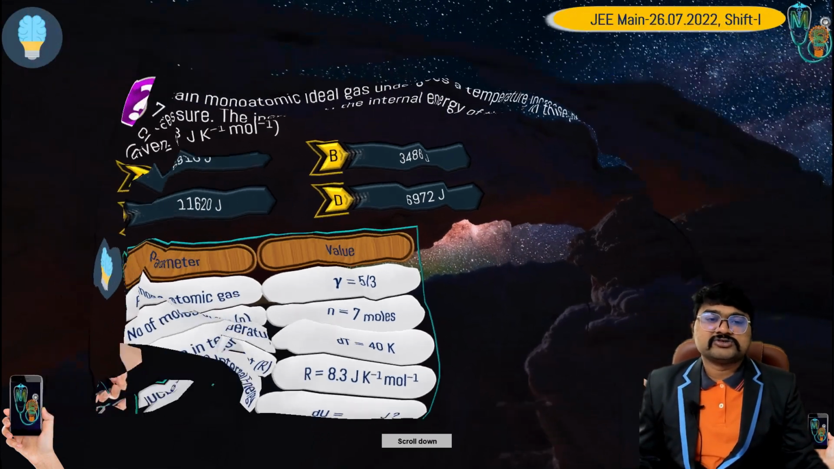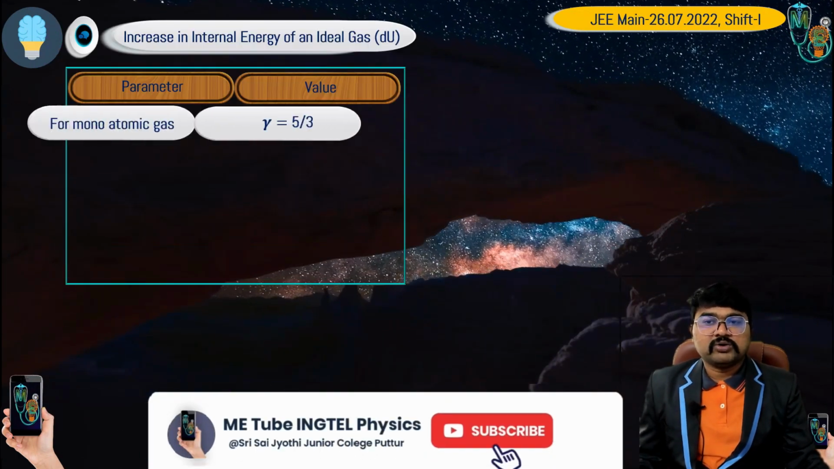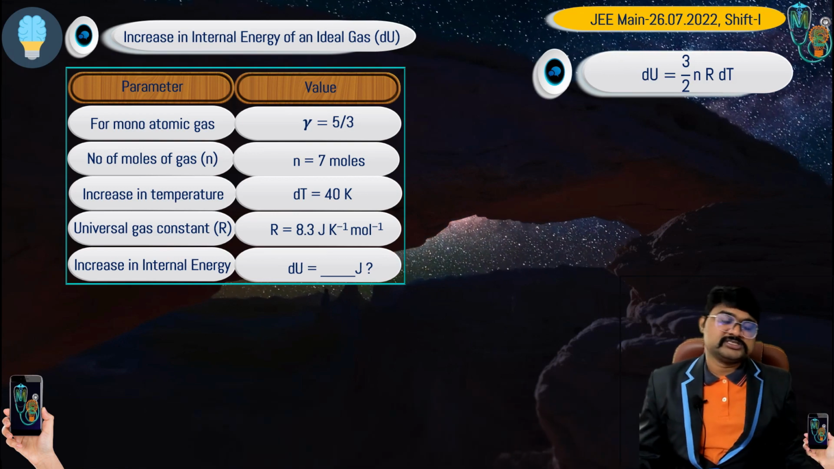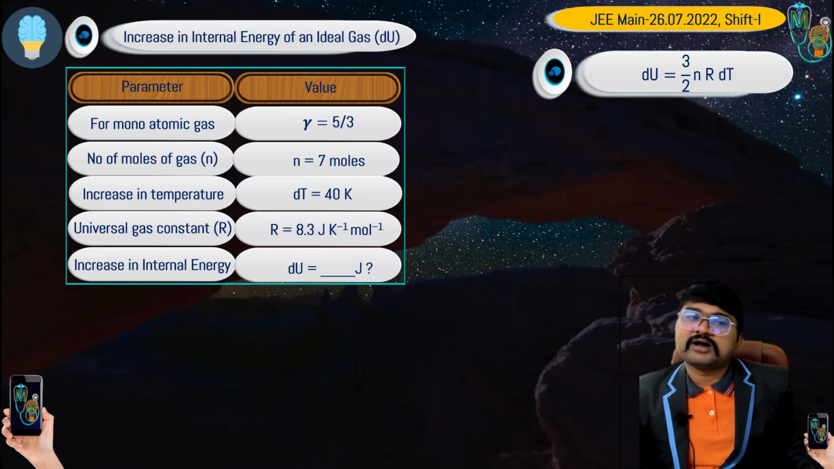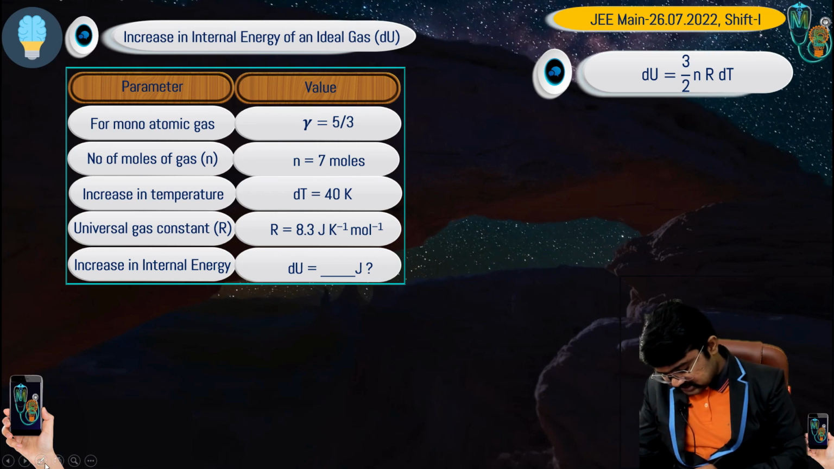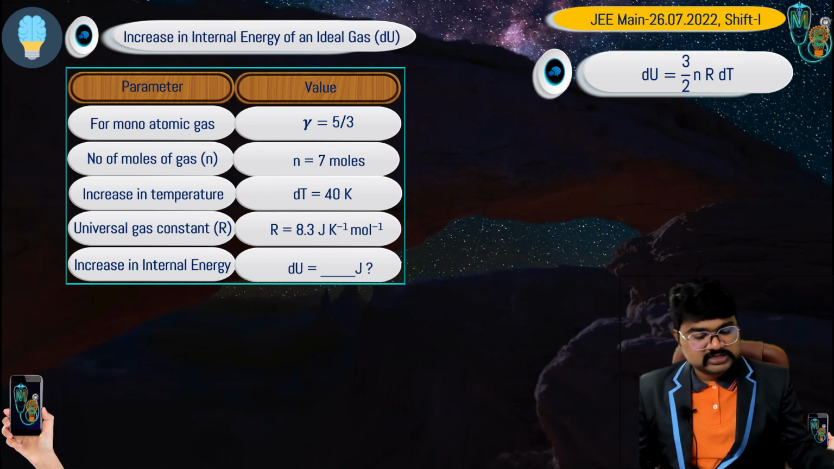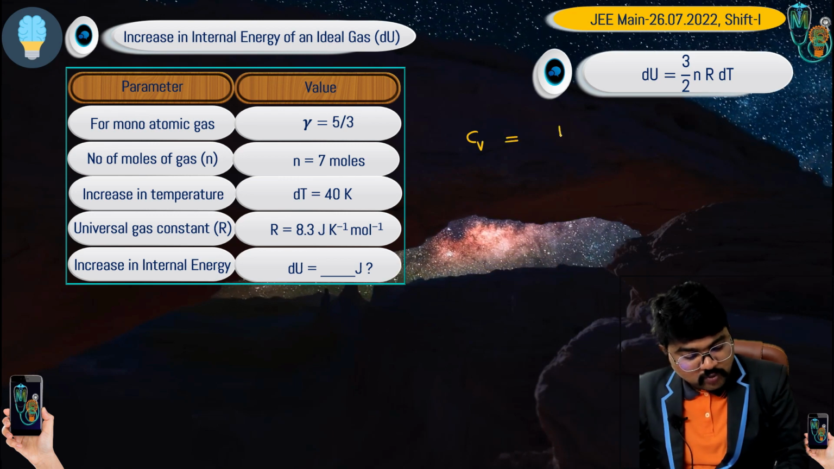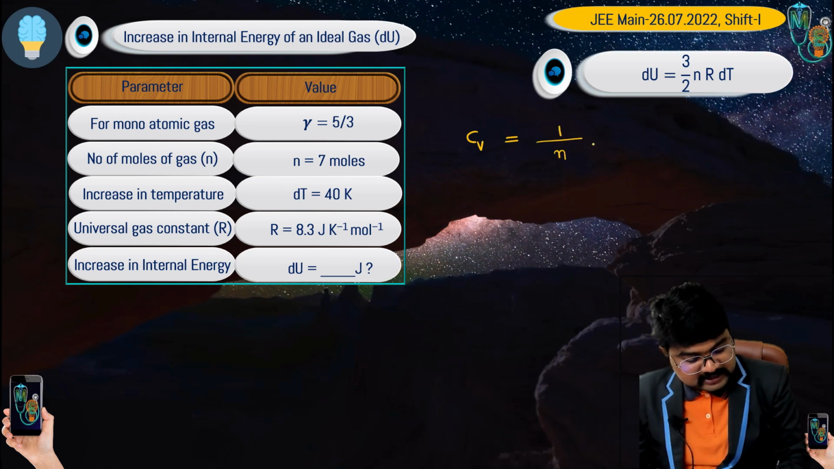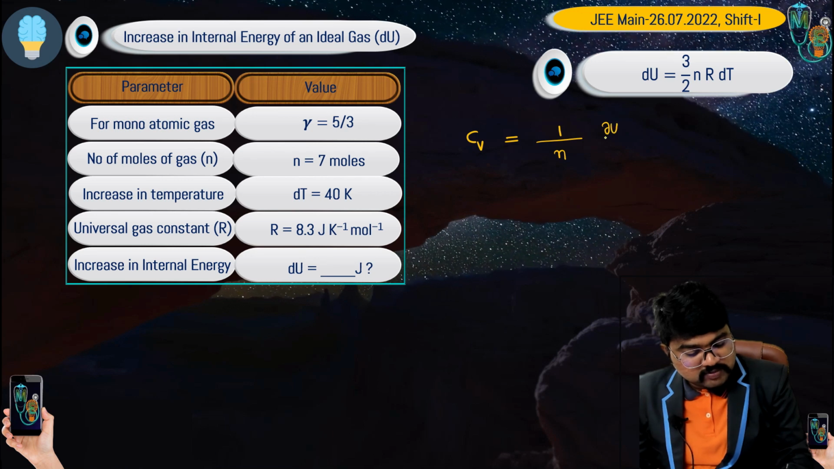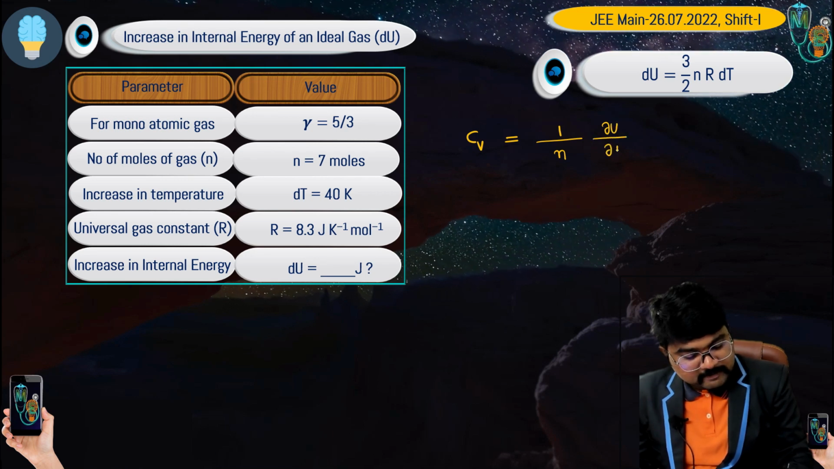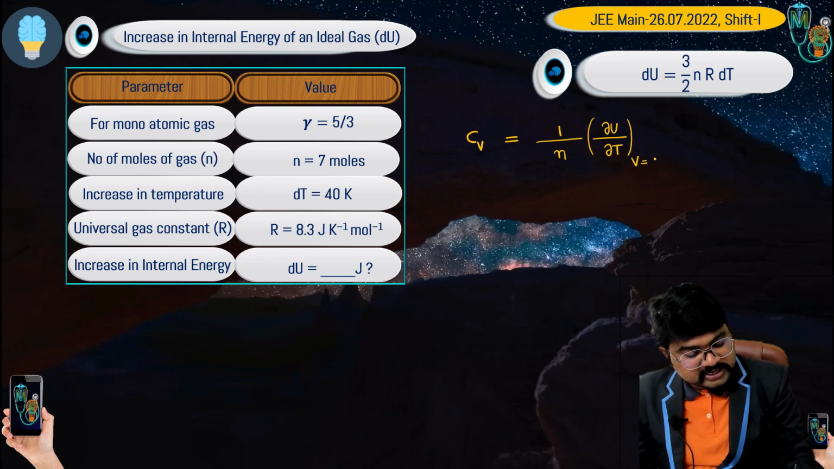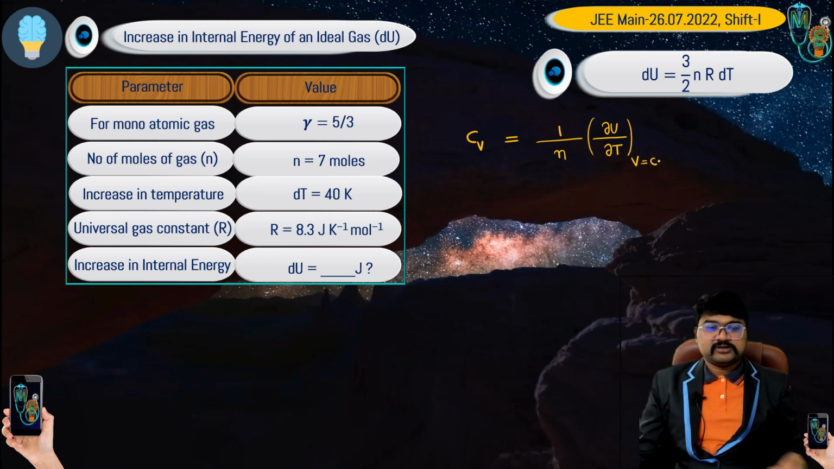Like this. Understood? So now I want to calculate the increase in internal energy. How to prove it? So this is dU equal to 3 by 2 nR dT. So generally we know that what is Cv? 1 by n, dou U by dou T, at constant volume.